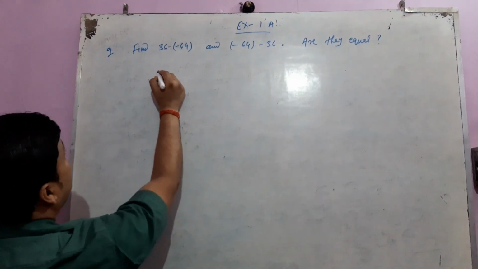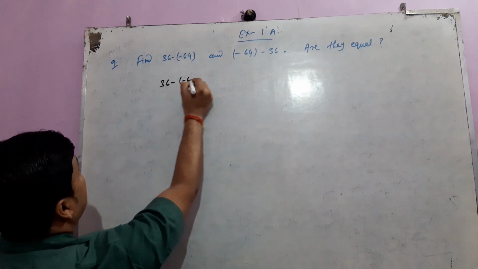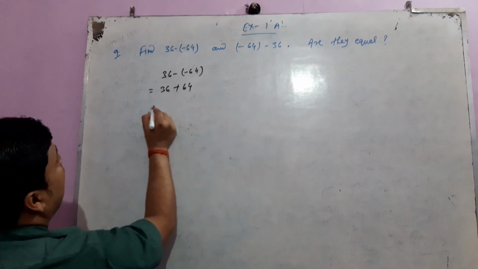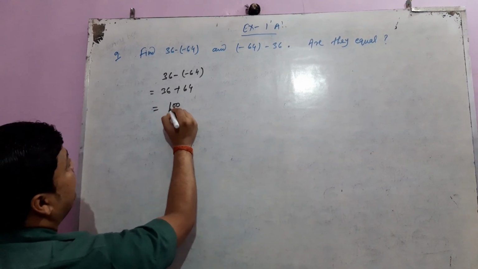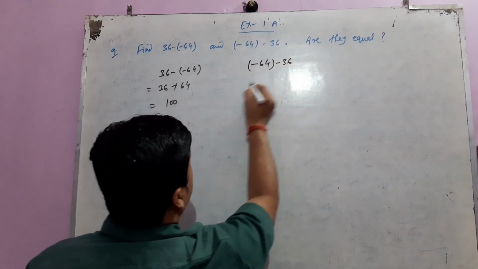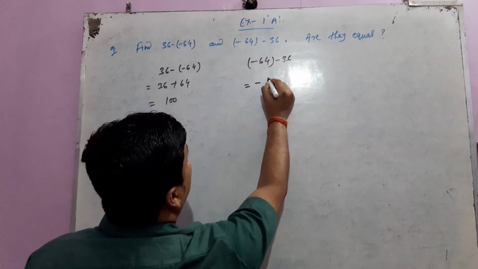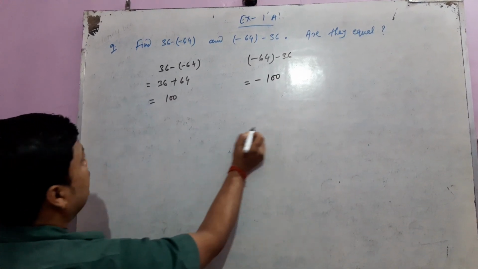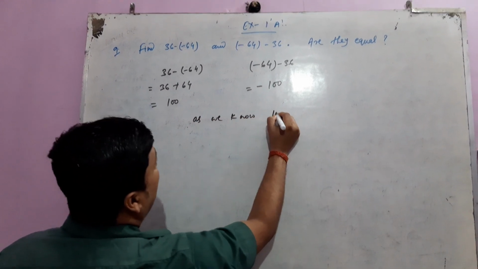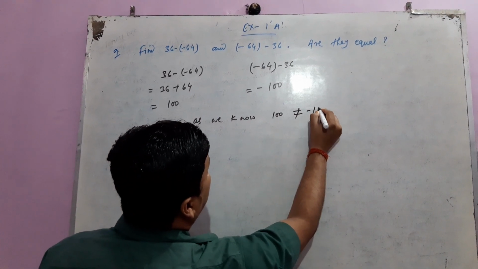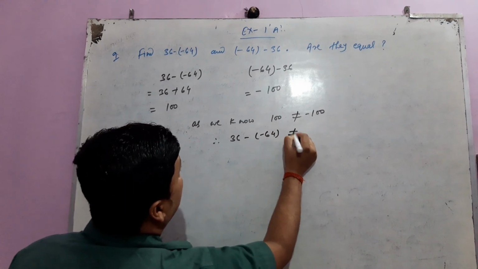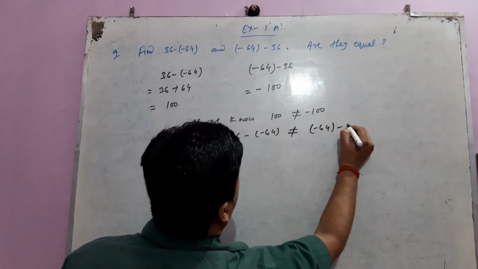Are they equal? So first we have to solve this 36 minus 64. 36 minus minus 64 becomes plus. Now if we add 36 and 64 we get here 100. Now we have to solve this one: minus 64 and minus 36. Both are negative integers, so we have to add and the value we will get here is minus 100. Now as we know, 100 is not equal to minus 100. Therefore 36 minus 64 will also not be equal to minus 64 minus 36.